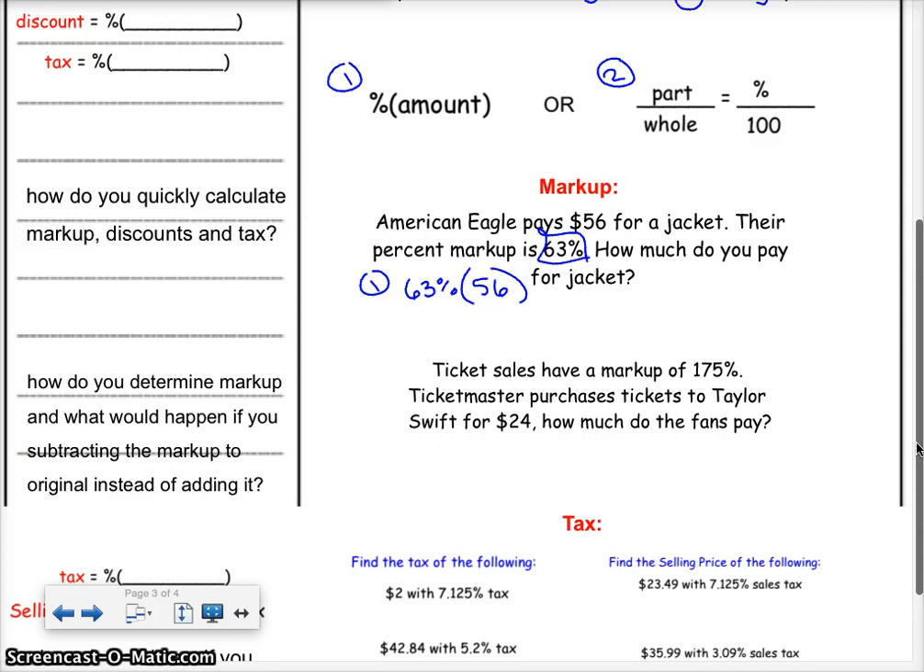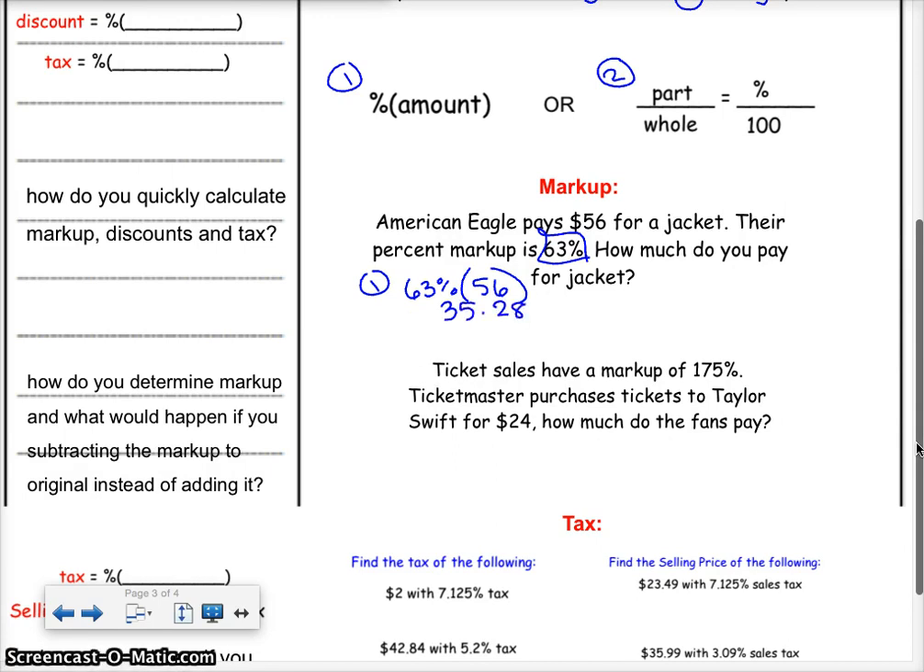So I'm going to just push my percent button. 56% times 56 is 31.36. Now that's markup. Did I get it right? No, I didn't do it right. Hold on. 63% times 56 is 35.28. What the golly? Okay.